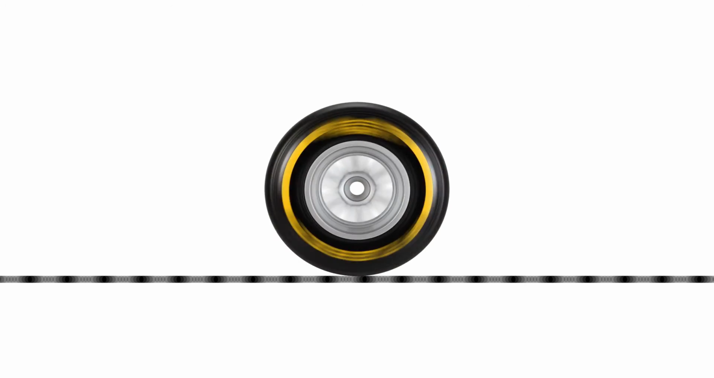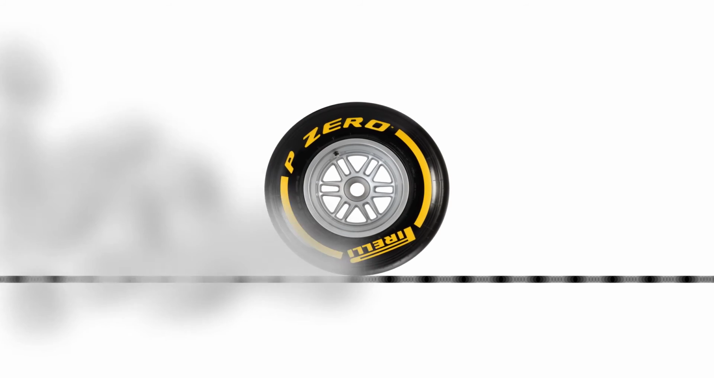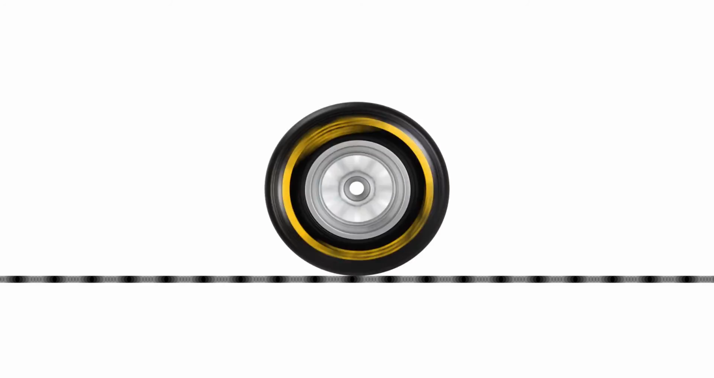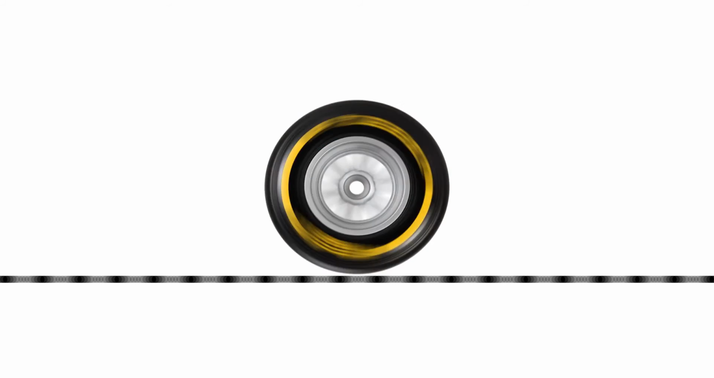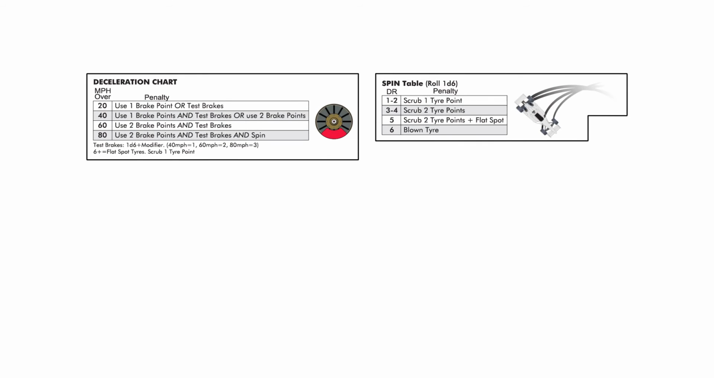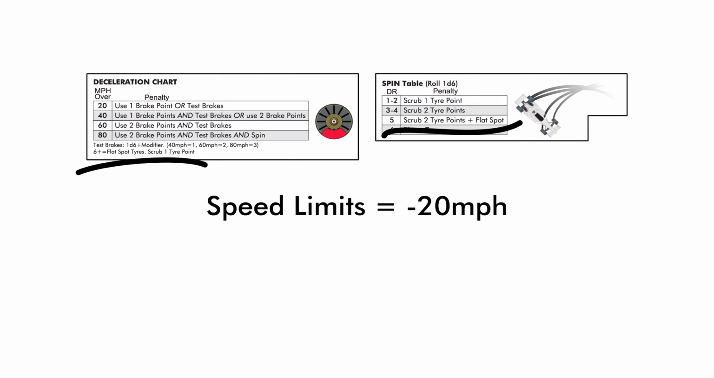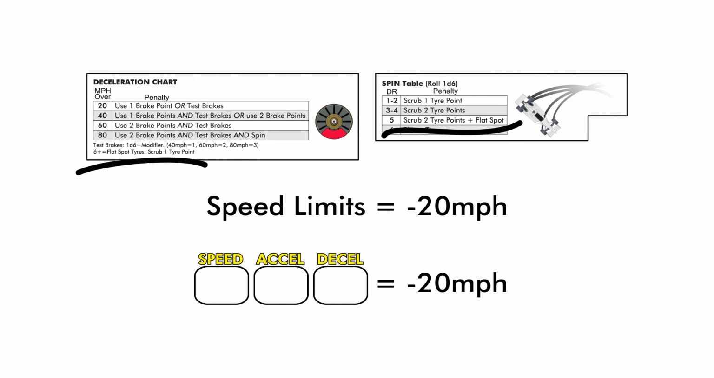When wheels lock under braking or the car spins, the tires may become damaged and out of balance from flat spotting. This causes a vibration that reduces grip and makes handling difficult. When a car receives a flat spot result on the spin or deceleration charts, corner speed limits are reduced by 20 miles per hour. In addition, top speed, acceleration, and deceleration designs are reduced by 20 miles per hour effective immediately. The damage can be cleared by pitting and getting new tires. We'll cover pit stops in a later section.